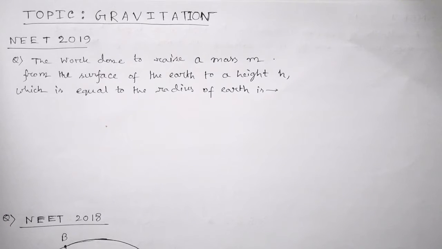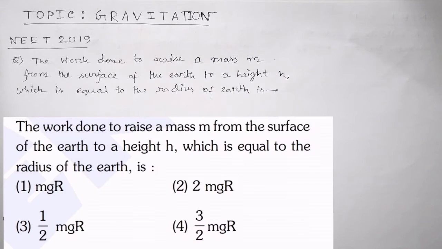So today's topic is gravitation. Again, this is one of the topics from the class 11 syllabus. If you have gone through the previous year question papers of NEET, you will notice that every year one question has been asked from gravitation. So let's start with the NEET 2019 question. The work done to raise a mass m from the surface of the earth to a height h, which is equal to the radius of the earth, is.